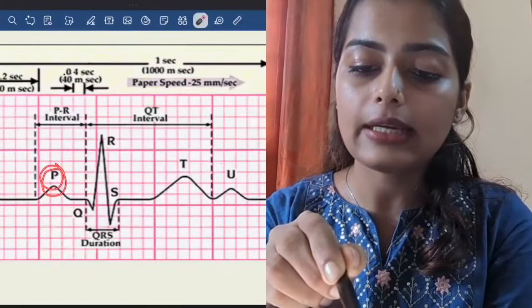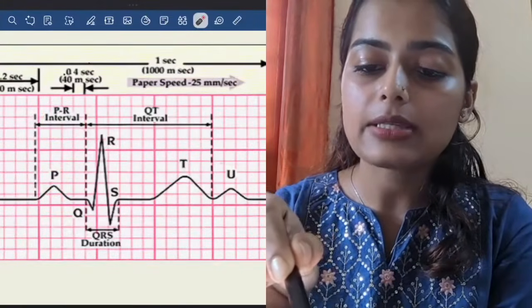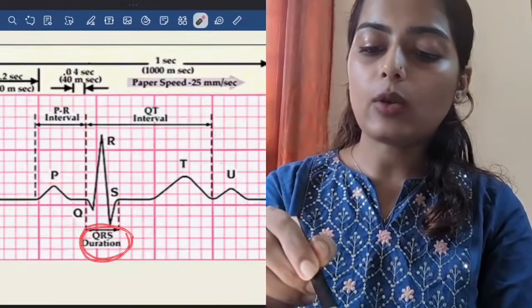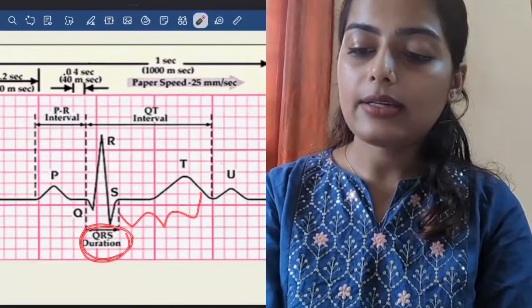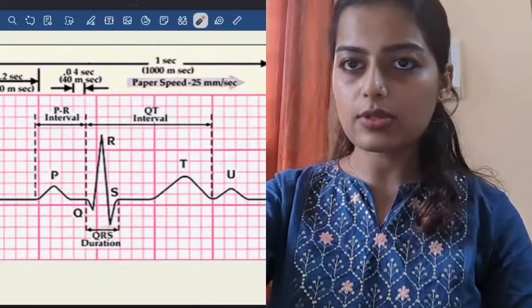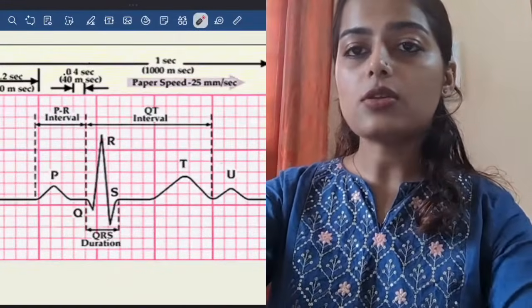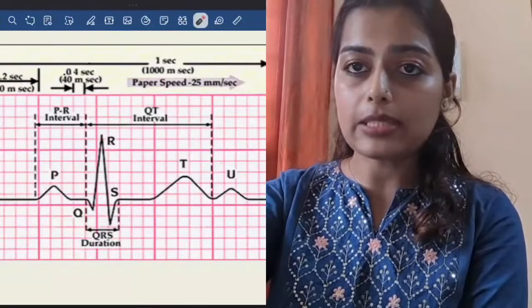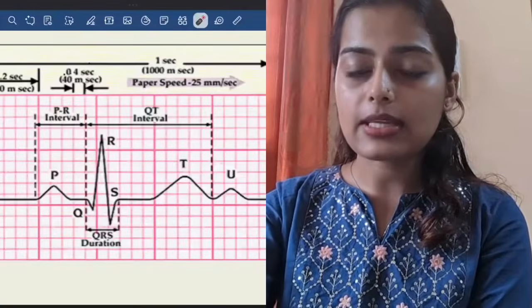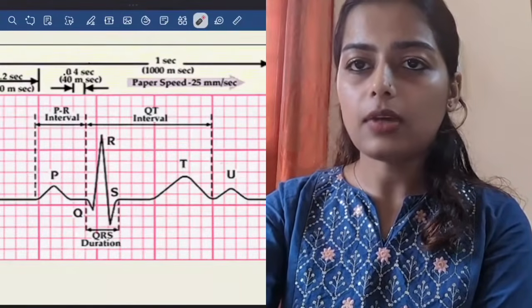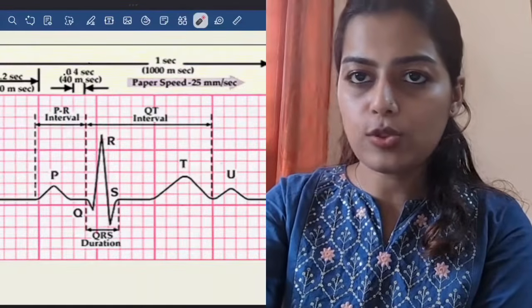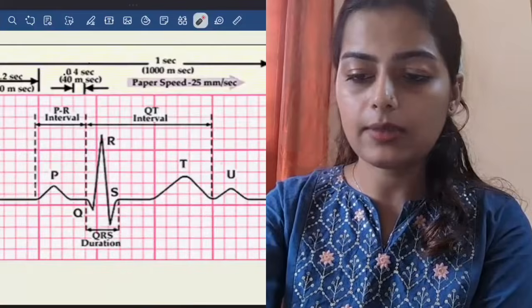So these are the processes: P wave representing atrial depolarization, PR interval representing AV node and bundle of His depolarization, QRS complex representing ventricular depolarization, ST segment and T wave together representing ventricular repolarization. Ventricular repolarization is the last process. Sometimes there is a process of late repolarization of papillary muscles that is represented by the U wave. It's just a fact, not that important. U wave can be seen in certain abnormal conditions like hypokalemia also. Just keep that in mind.